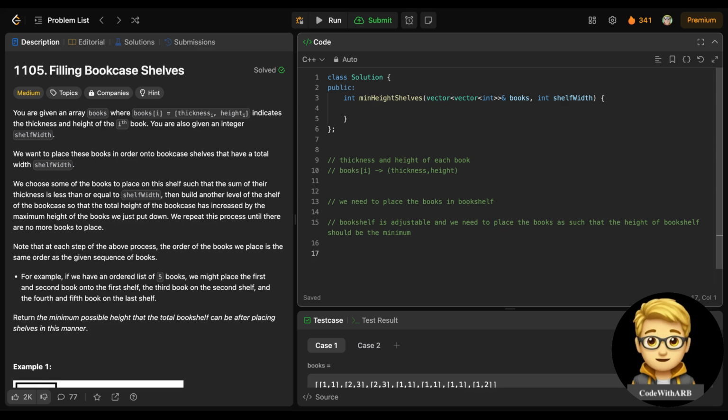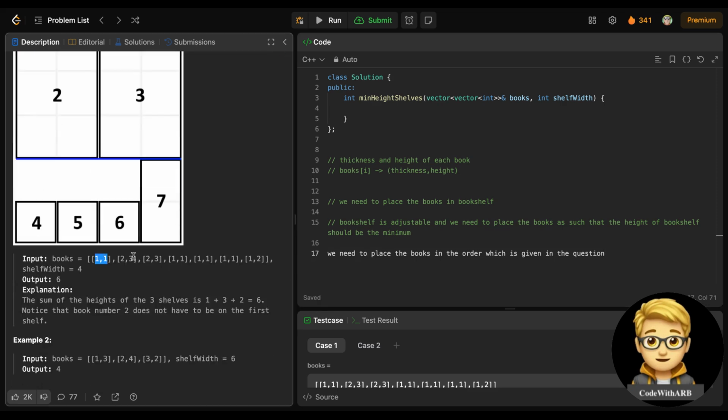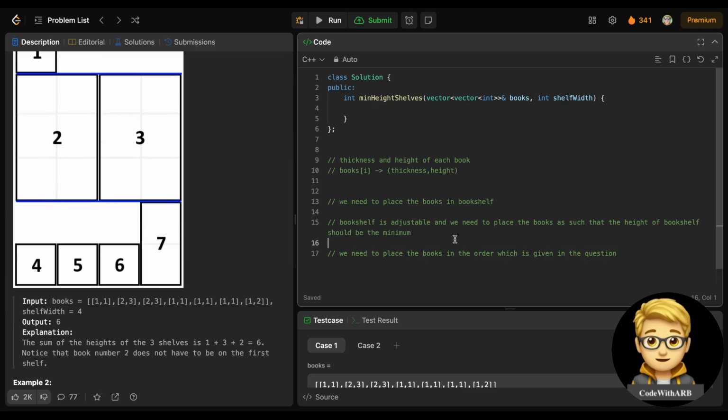And how will we put the books? We need to place the books in the order which is given in the question. So basically we can't put the first book, then the third, then the fifth. That's how we can't place. We need to place them in order, like first, then second, then third, then fourth. This is how we can place the books on the bookshelf, and we need to find the height of the bookshelf.